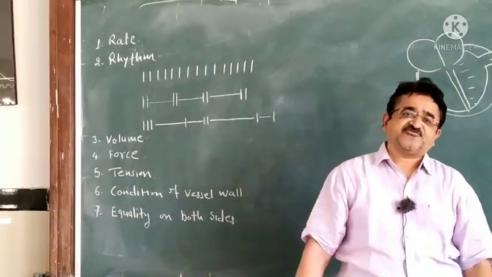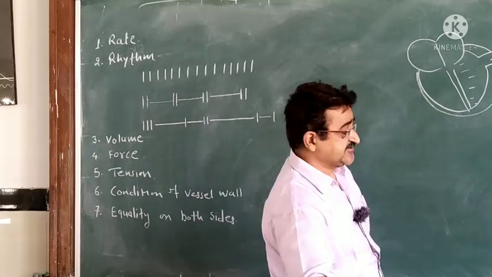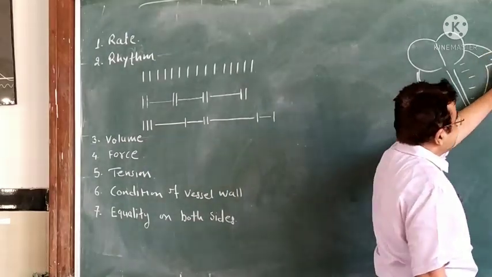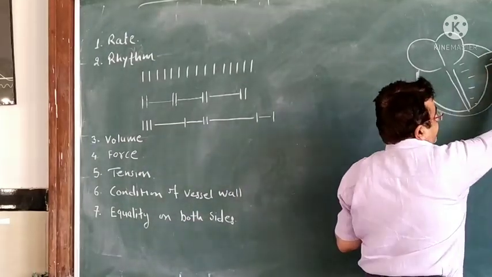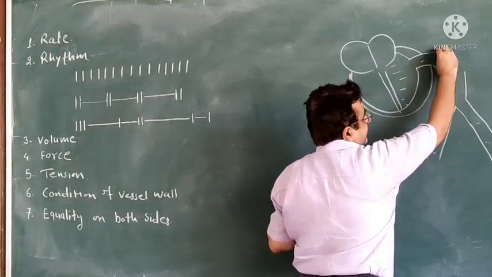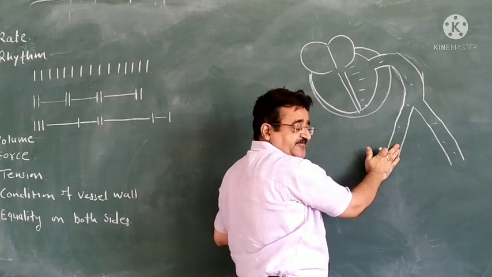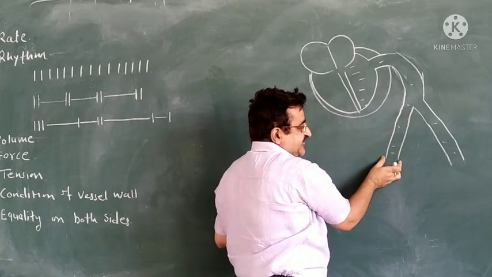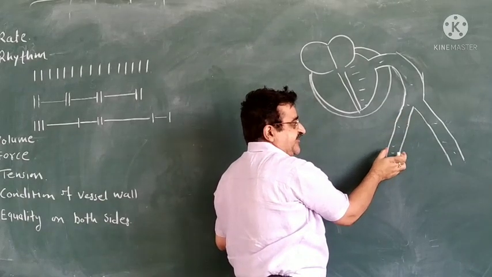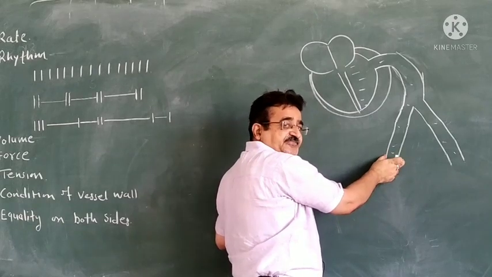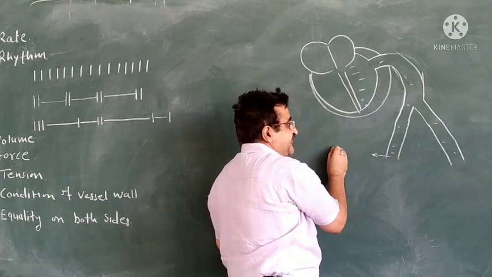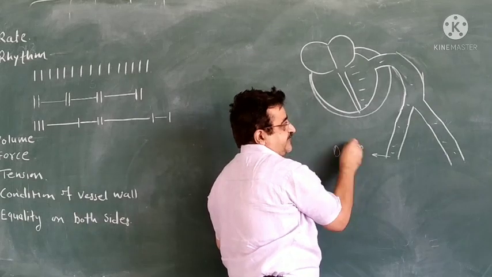Volume of pulse. What is volume of pulse? Look carefully now. This is the aorta, or this is the peripheral artery, and this peripheral artery is containing the blood. Now, when it is containing the blood, it is exerting pressure, and that pressure is nothing but the diastolic blood pressure.